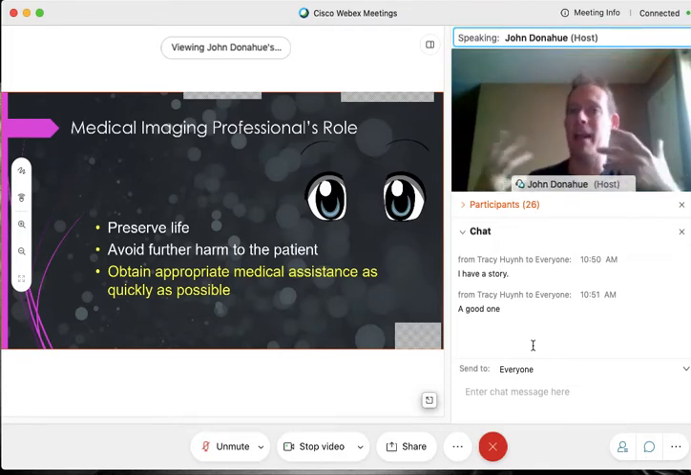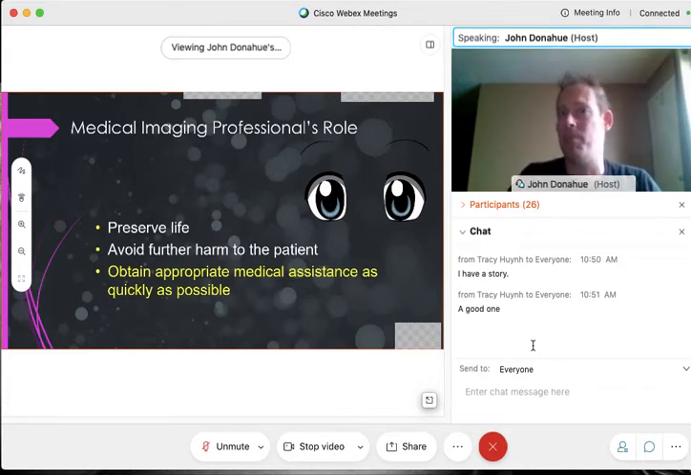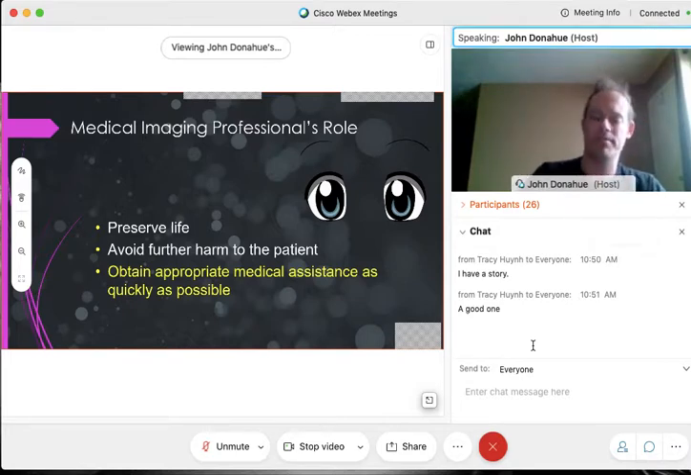And that does happen. I mean, I've made the mistake myself where I've made injuries worse because I may have been in a hurry and not paying attention. That happens to everybody, but we've got to prevent that from happening because that can be a huge liability issue or malpractice suit against you in the hospital. You could jeopardize your job if you were to injure a patient severely based on your lack or negligence of the situation. And of course, obtain that appropriate medical assistance as quickly as possible.